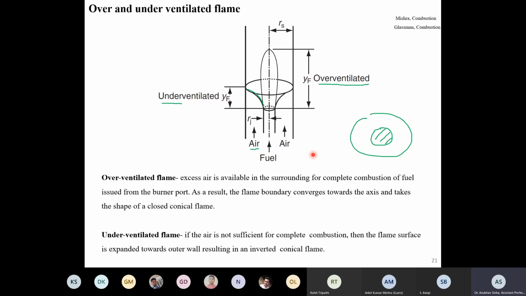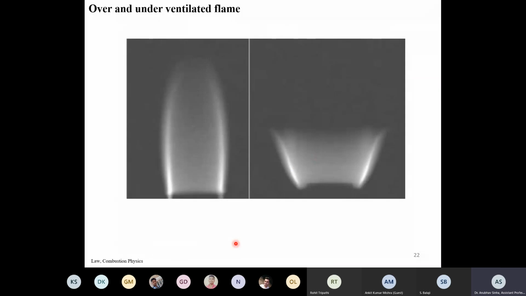There are two different regimes depending on whether your airflow is sufficient or not. Is this clear to everyone? Let us see if you have understood. These are the two images. Which one is under, which one is over? The first one is over. The second one is under. Very good.